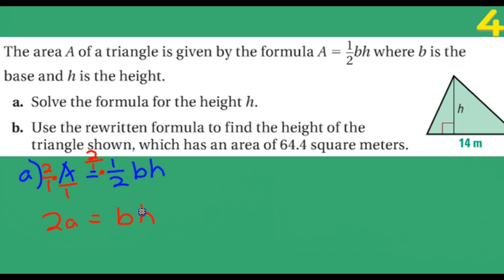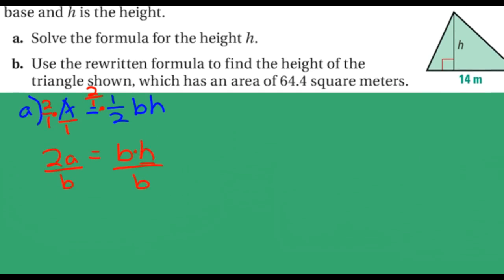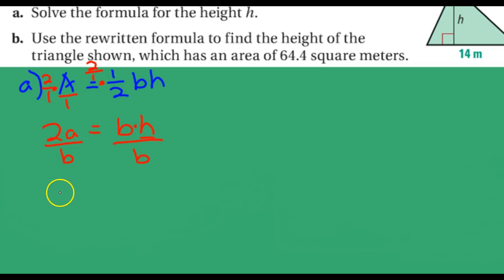Now the B and the H are being multiplied together, so I'm trying to get this H by itself. So I need to divide by B. So if we're solving for H, my new equation is going to be H equals 2 times A over B.